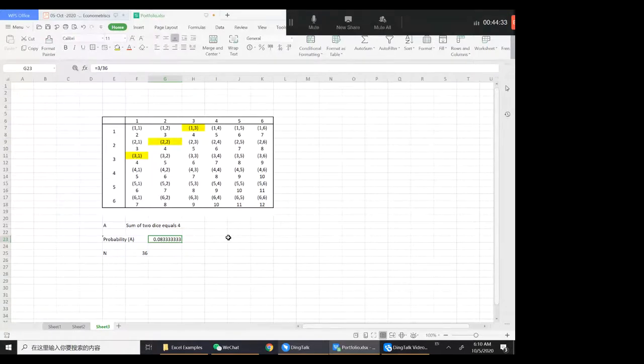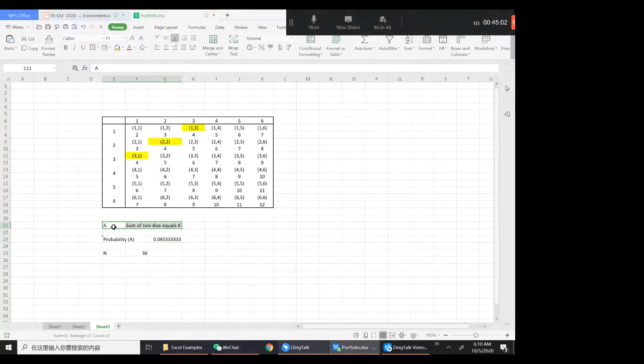So there is an 8% chance that if I roll two dice, I will get two numbers which give me the sum of four. So you can bet on me, I mean, based on the probability. I'm not going to put a bet on this because there are really few chances. But how many chances are there to have a sum of seven?